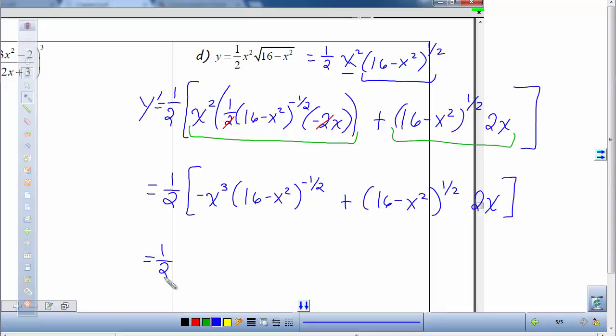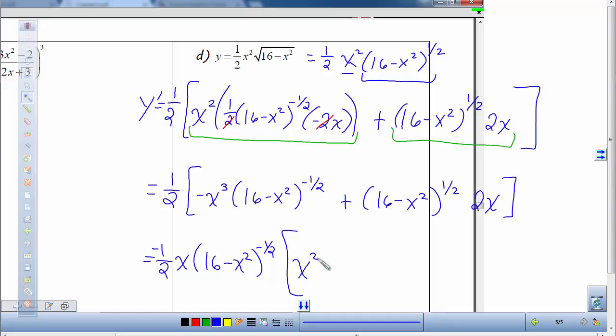I'm going to pull out a negative x. So we're going to say I'm going to put the negative on my 1/2 x. What else are we going to pull out? 16 minus x squared to what power? Negative 1/2. We choose the lowest power. We pull out the smallest power, the lowest number, and what are we going to have left? I took out an x, so we have x squared left.